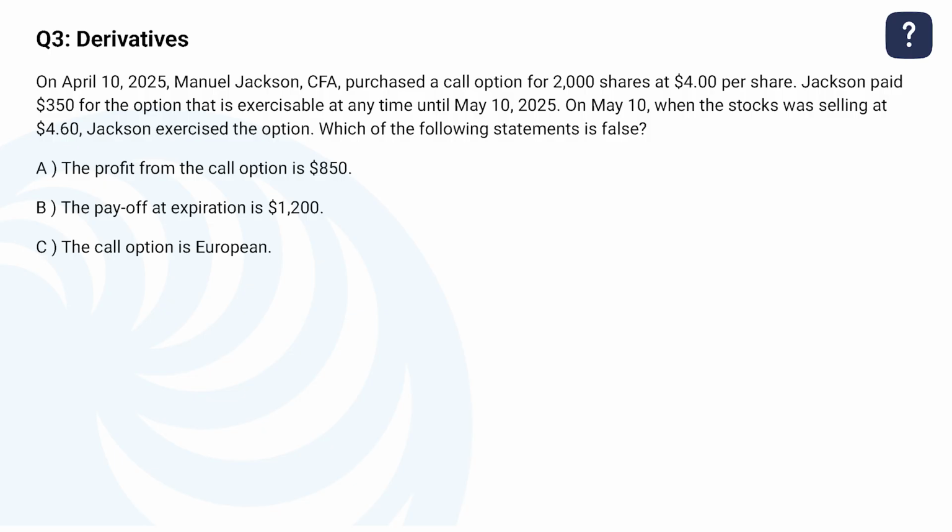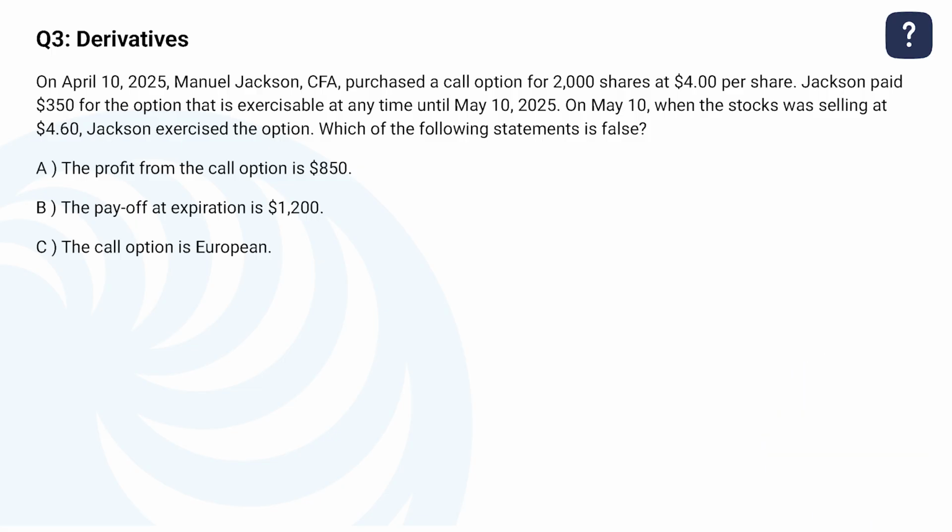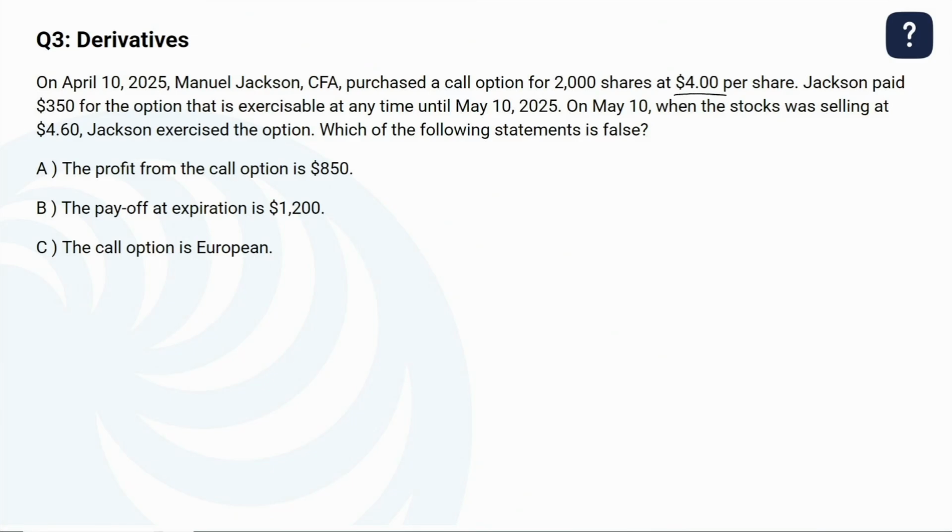Here we have a portfolio manager who purchased a call option on 2,000 shares at $4 a share. And this particular option is exercisable at any time until May of 2025. This notes that at the expiration date, the stock was selling for $4.60 and the option was exercised. We note here that the strike is $4 per share.